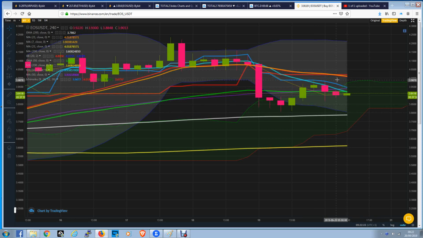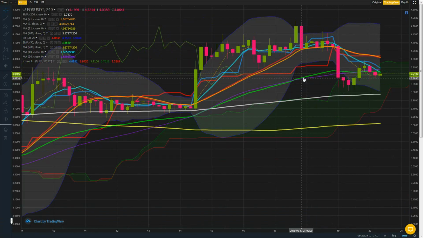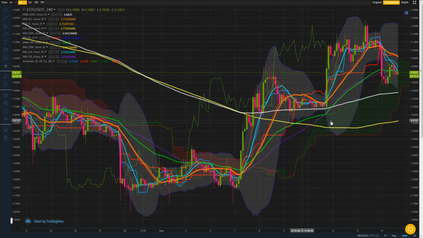Welcome back. Let's have a look at EOS then, shall we? A coin that we've been looking at for about a week or so now. So basically we're looking at it here on the 4-hourly chart, and it looks like perhaps maybe we're in for a little bit of trouble.